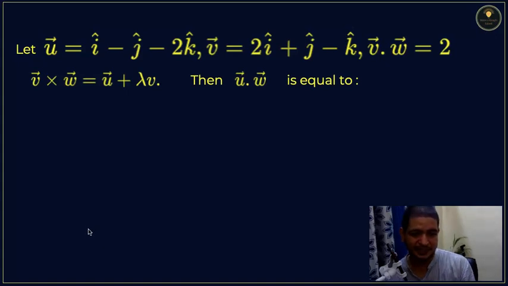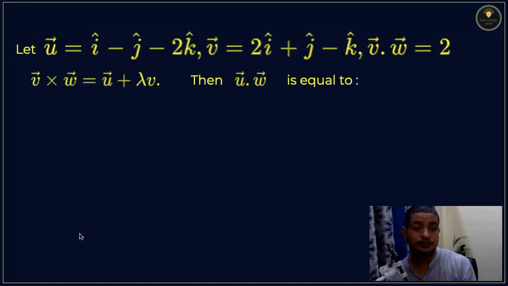This question has come in the JEE examination, and the question is quite simple, but the concept behind it is what we have to understand whenever we are solving such kinds of questions. The question is given as: u vector is i cap minus j cap minus 2k cap, and v vector is 2i cap plus j cap minus k cap.